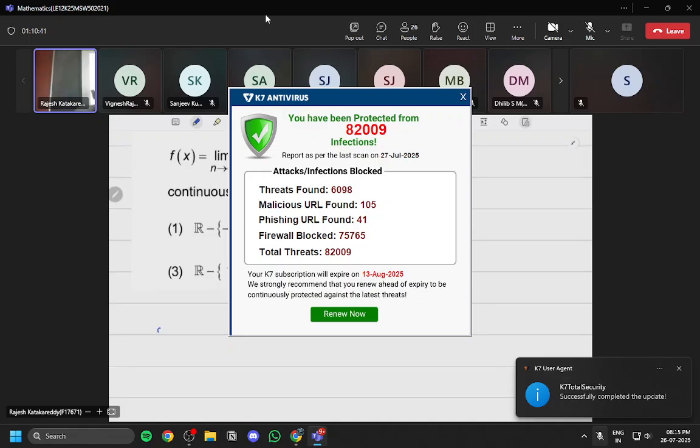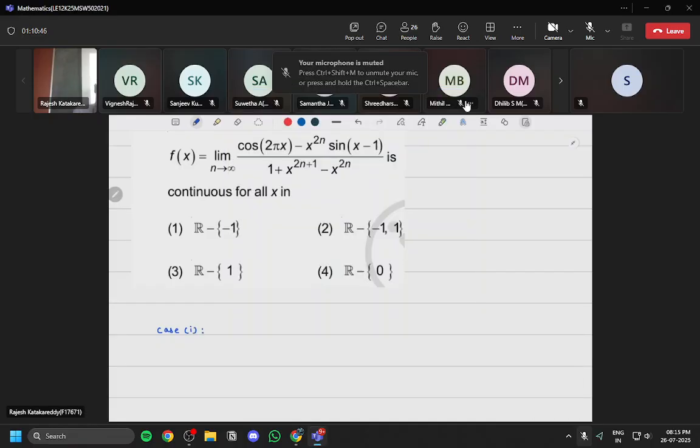Let us say case 1. Everywhere it is x power 2n, so we write x square power n. Case 1: when x square is less than 1. When x square is less than 1, as n approaches infinity, x power 2n will approach 0. Clear?